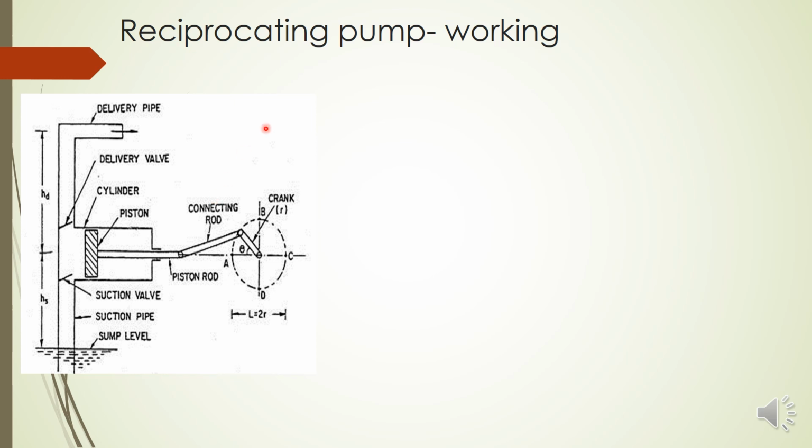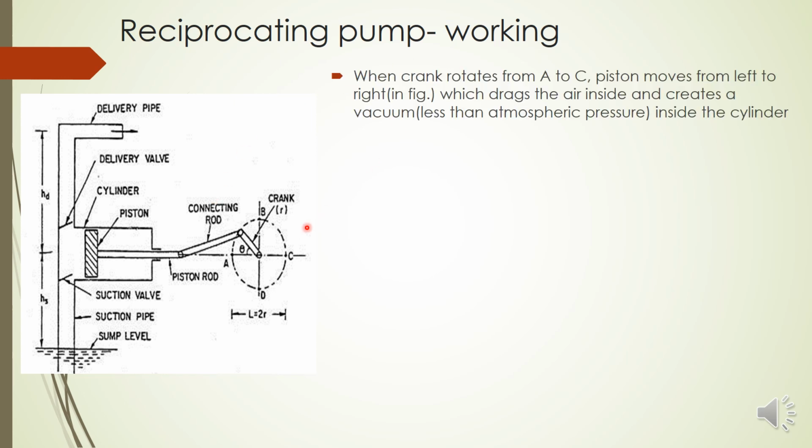So let's check how the working of a reciprocating pump is. You have to start from here. When the crank moves from A to C, the first half cycle from A to C, the piston will be moving from left to right. So the piston is now at left, and will move to right. And initially air is present. Suppose air is present, no water.